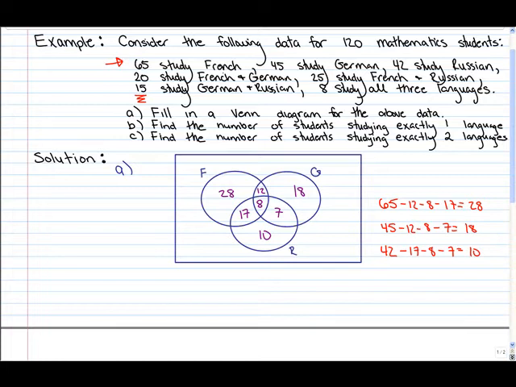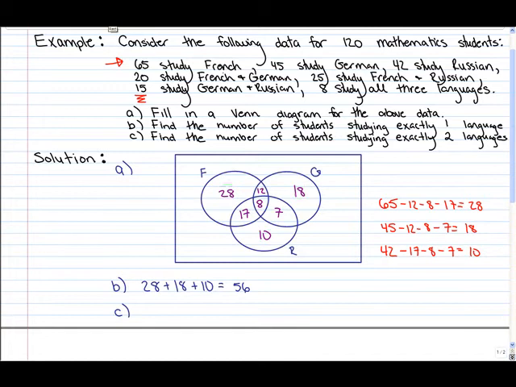Now part B and part C can easily be obtained just by looking at your Venn diagram. So for part B, the question is asking you to find the number of students studying exactly one language. Well, studying exactly one language would mean the 28 people that are studying only French, the 18 that are studying only German, and the 10 people that are studying only Russian. So your answer for part B is real easy. It's just 28 plus 18 plus 10, which works out to 56 students that are studying exactly one language.